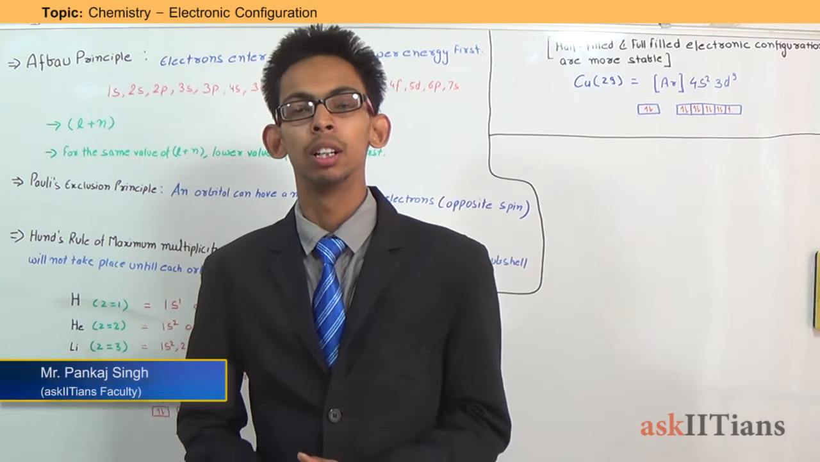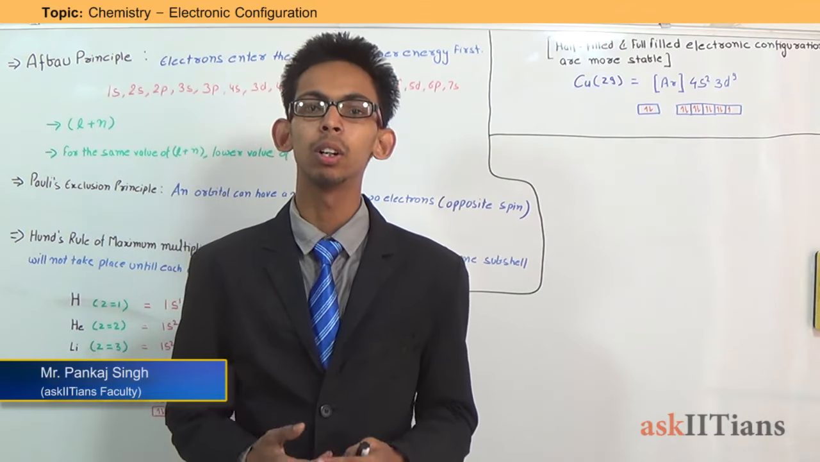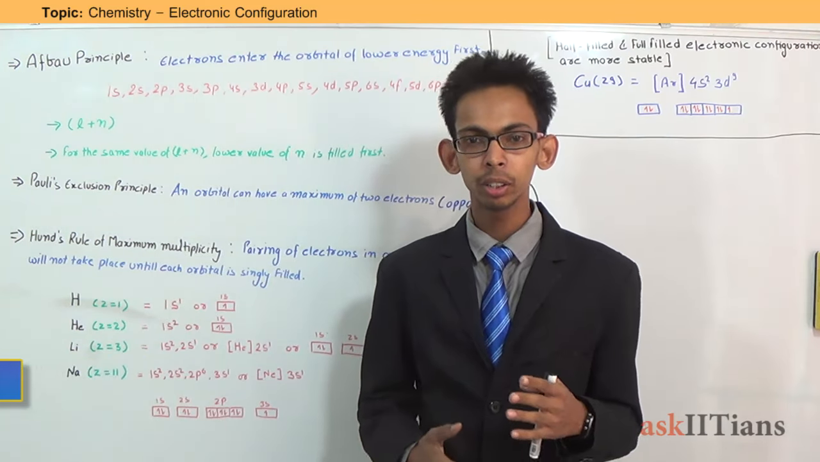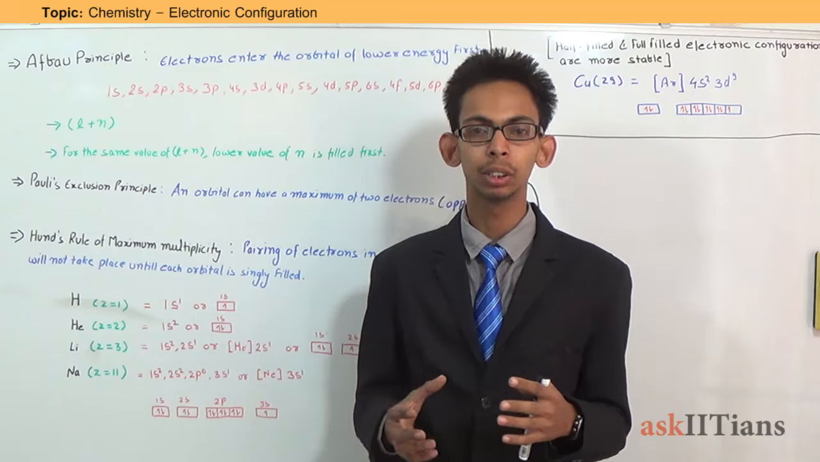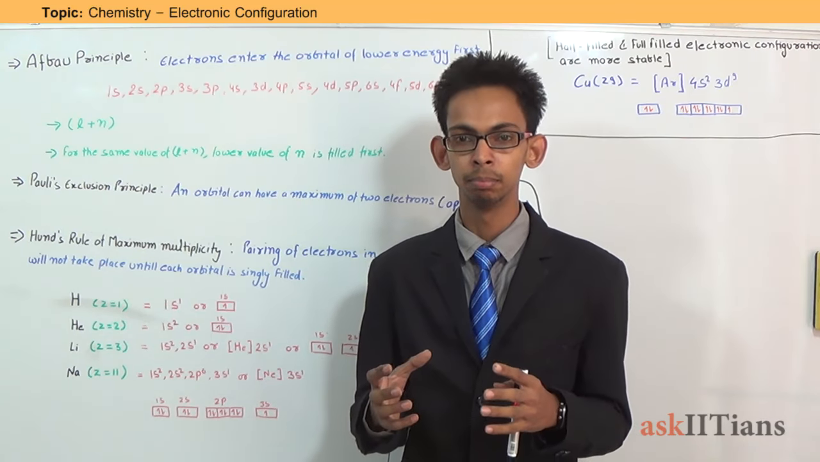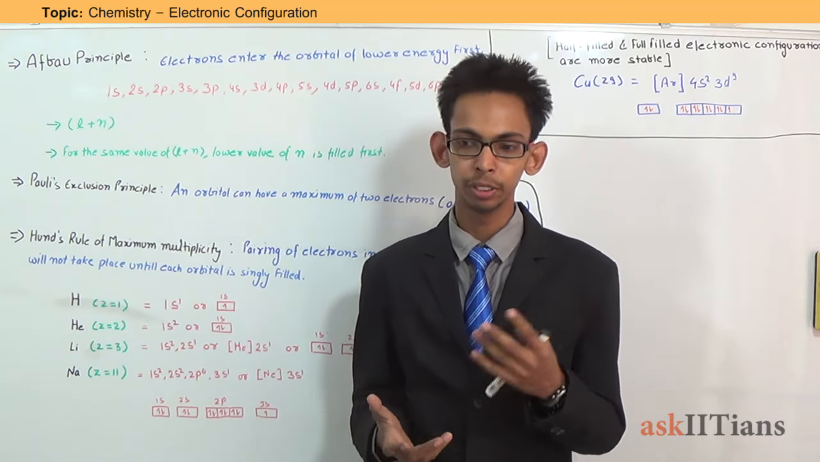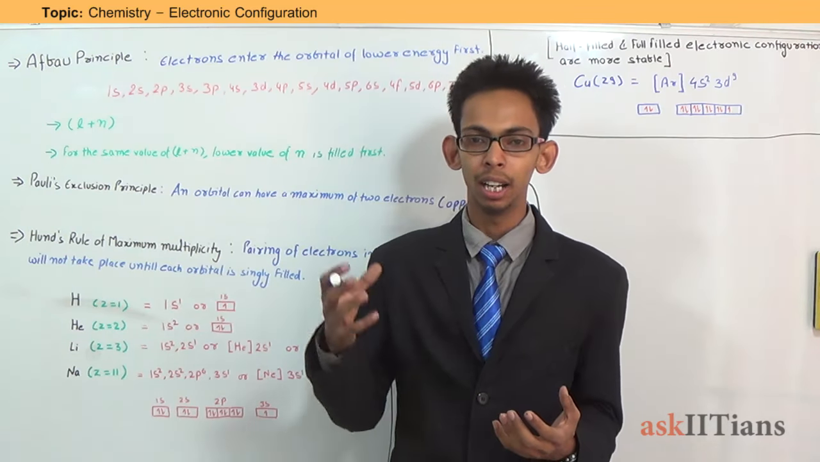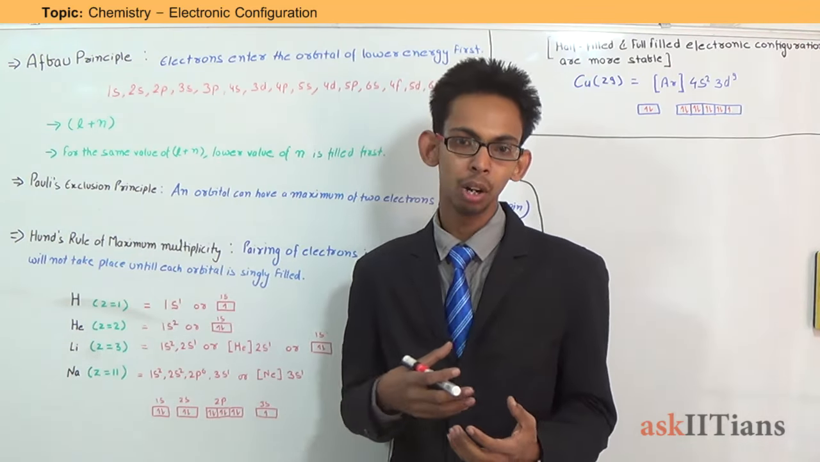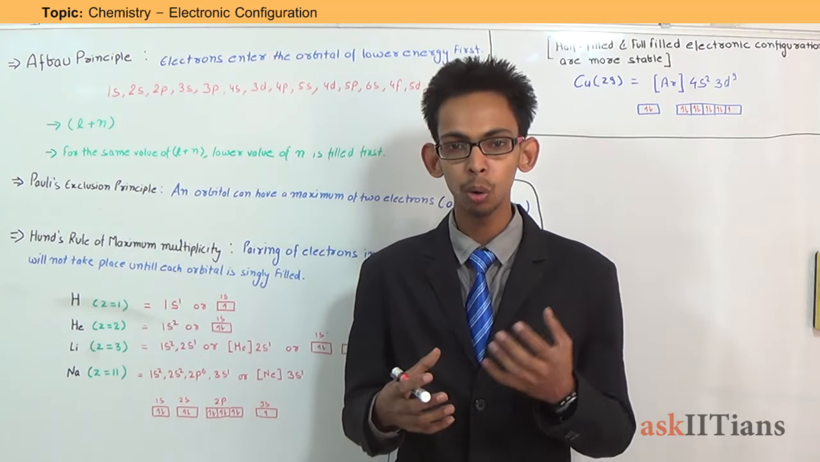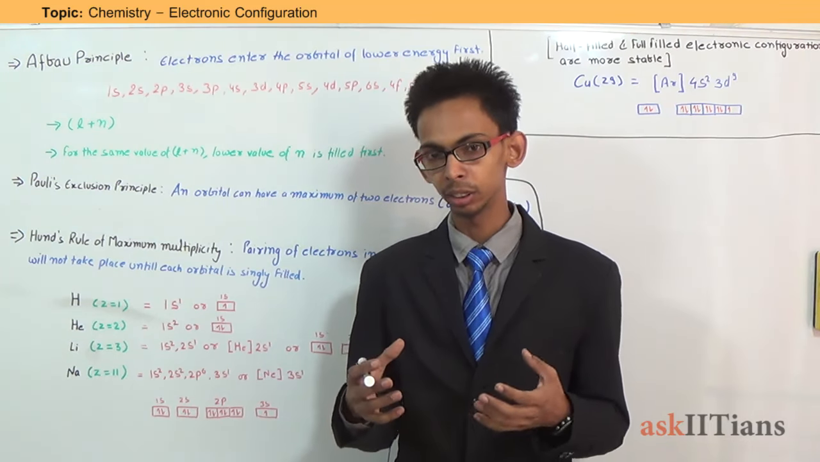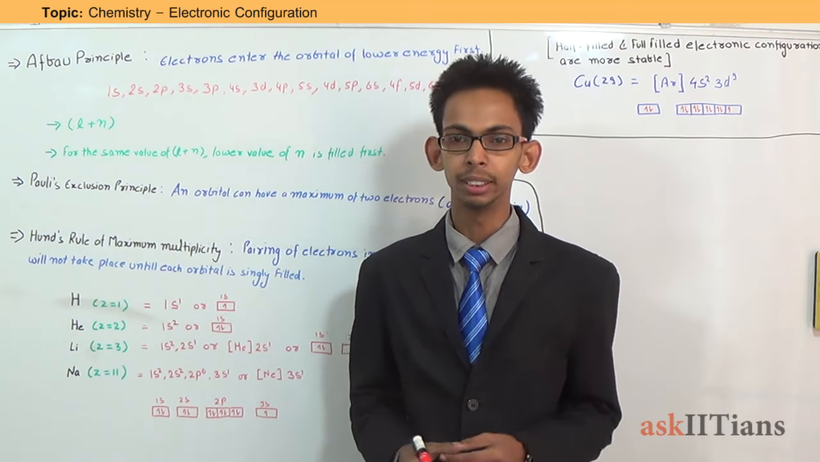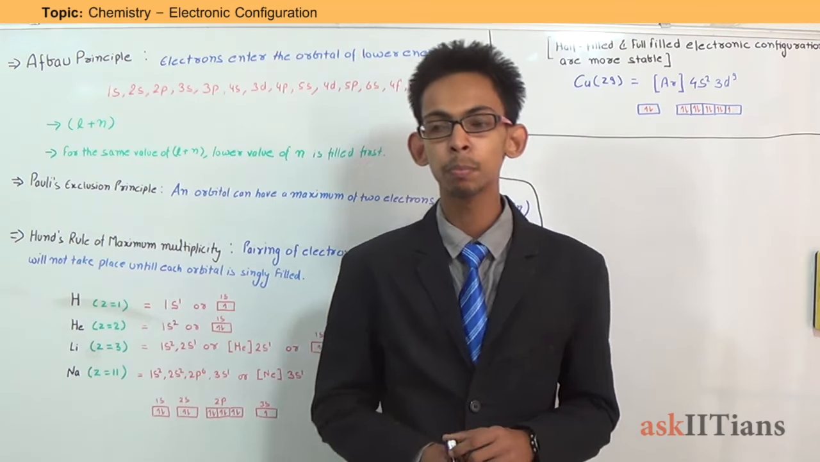Students, today we will discuss electronic configuration. First of all, what is electronic configuration? Electronic configuration means how the electrons are arranged within an atom and within various orbitals. We know that there is a nucleus and there are some orbitals S, P, D, F, and the electrons are present in those orbitals. Now the question is, how are these electrons distributed among different orbitals? So we'll discuss all this in this video.